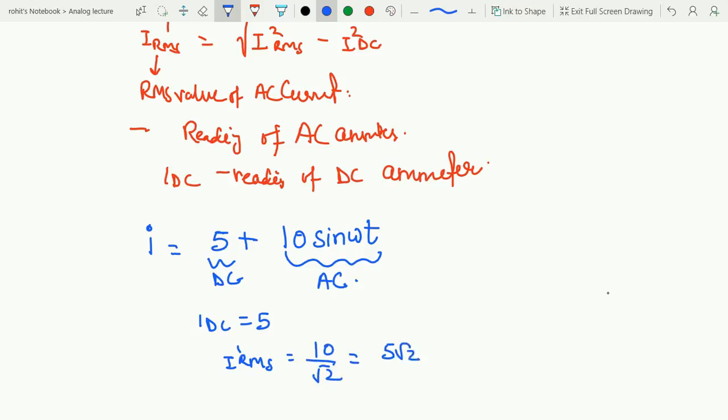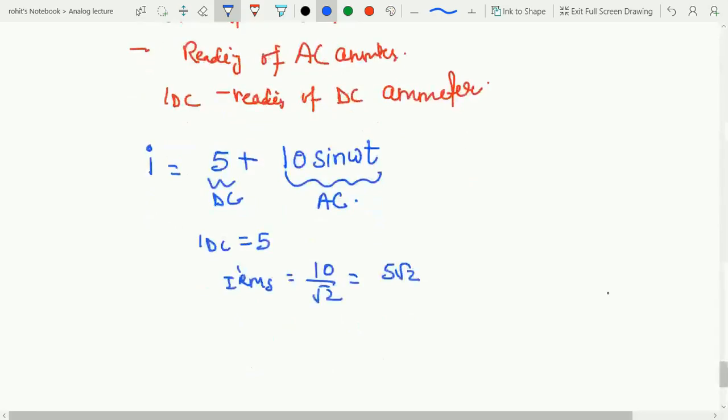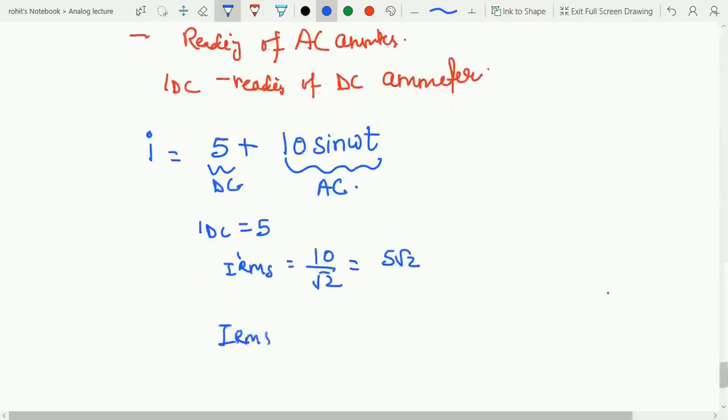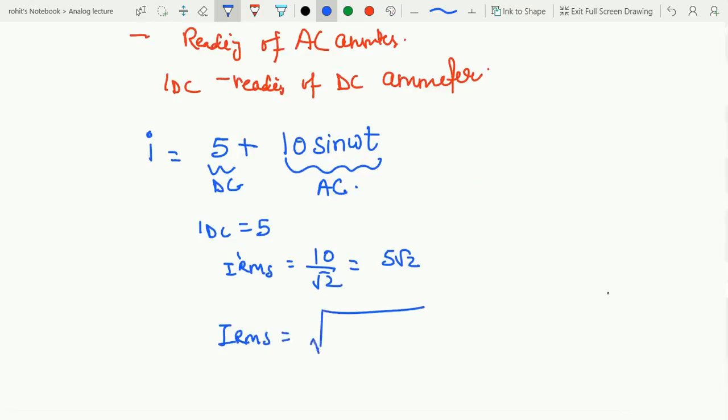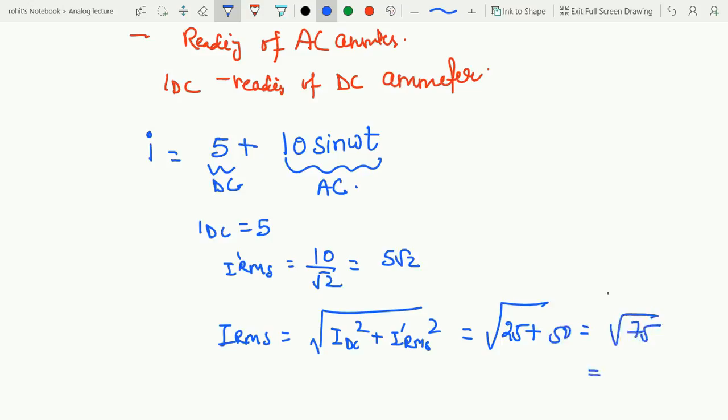So if we have to find IRMS, we can use our result: IRMS is equal to square root of IDC square plus I dash RMS square. So 25 plus 50 is equal to root 75, and it is 5 root 3. So the question is to find IRMS.